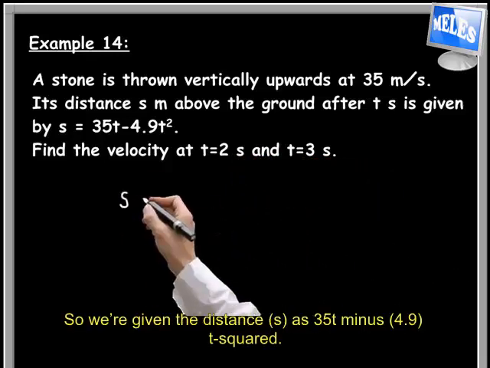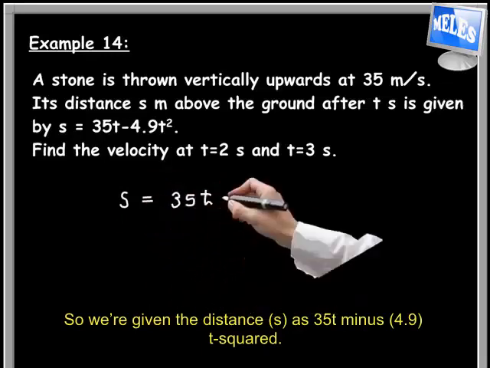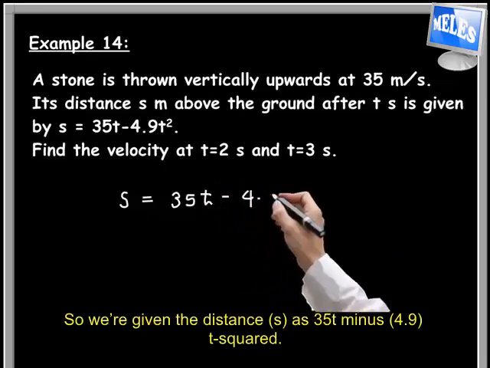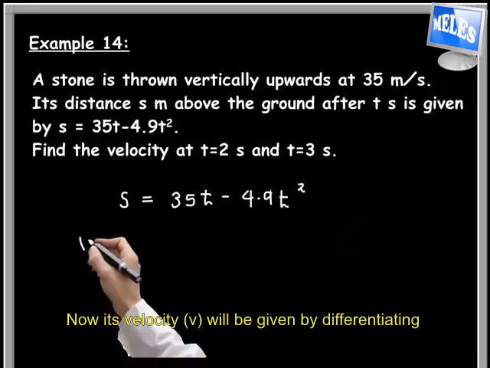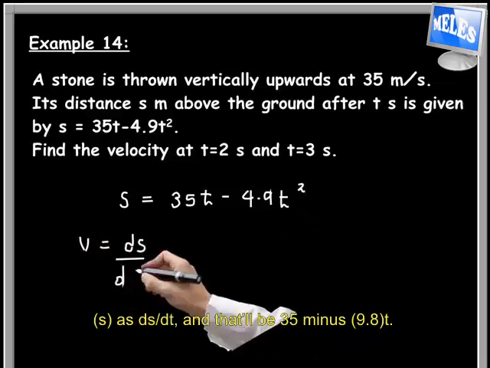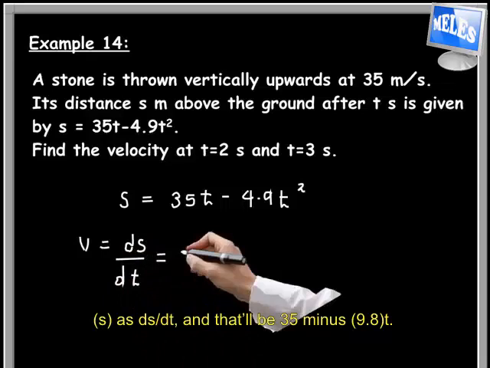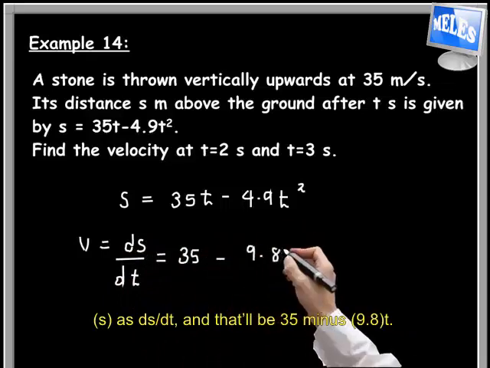So we are given the distance s = 35t - 4.9t². Now its velocity v will be given by differentiating s, that is ds/dt, and that will be 35 - 9.8t.